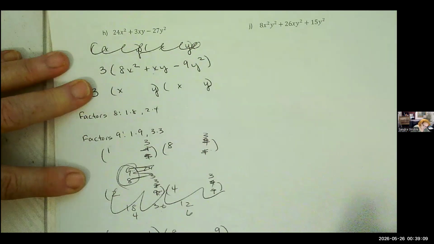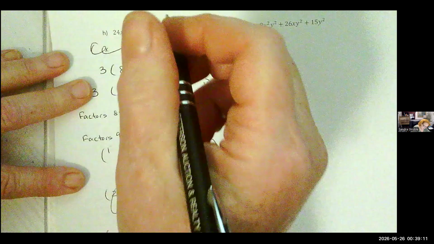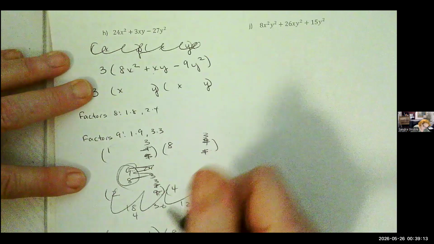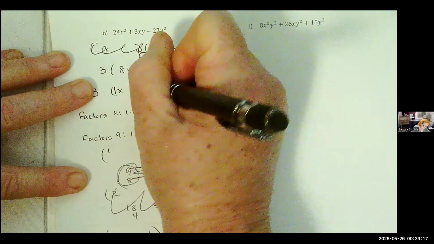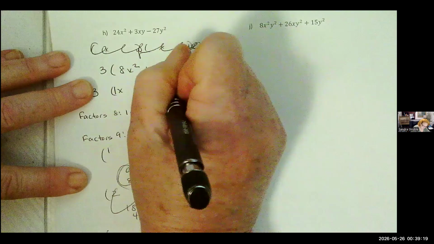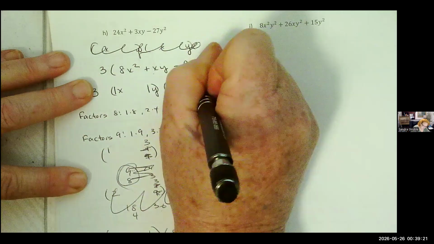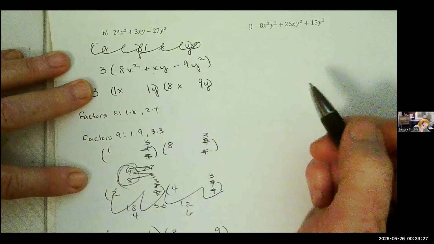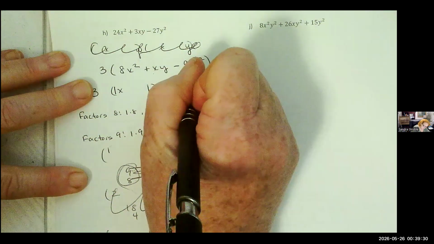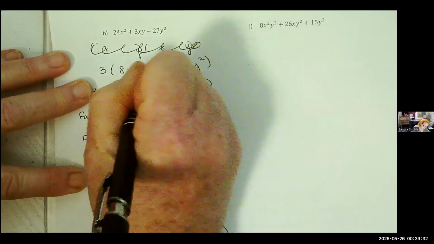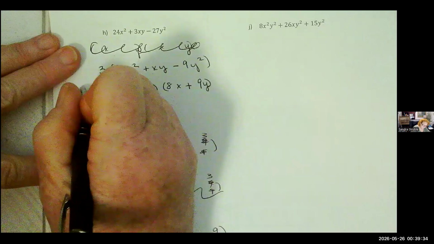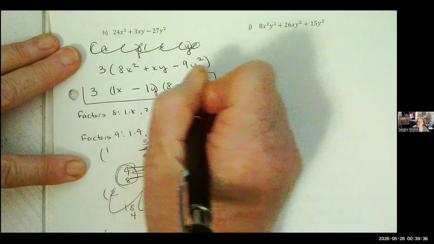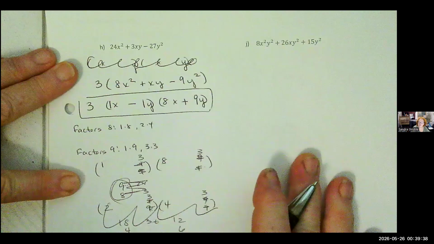So 8 and 9. So we've got 1, 1, 8, and 9. Now we need our sign to be positive in the middle. So our 9 needs to be positive and our 8 needs to be negative. Don't forget that your 3 is a part of this. Mistakes happen. Hashtag human. All right.